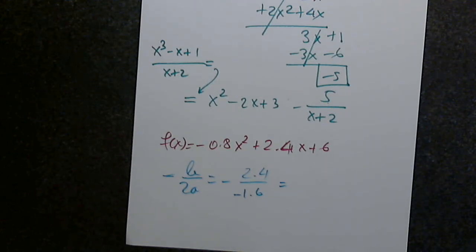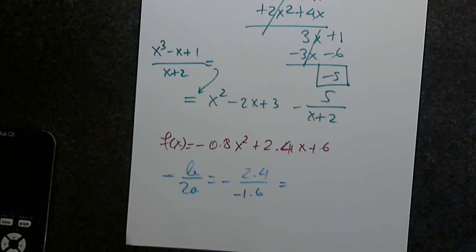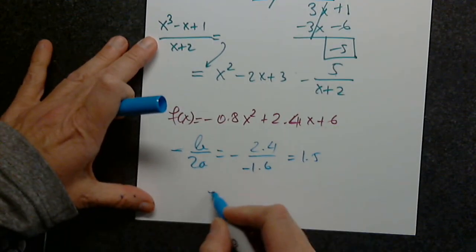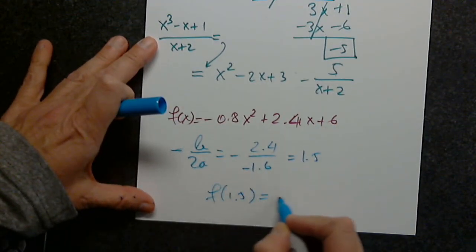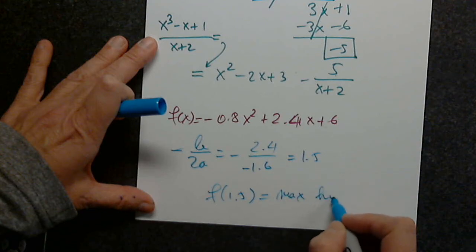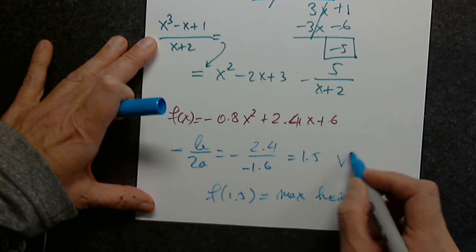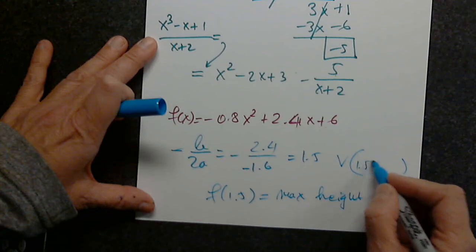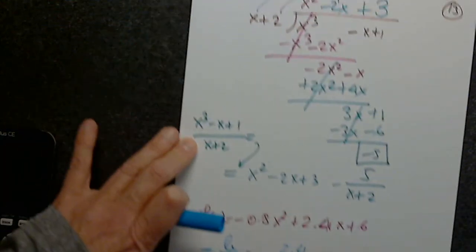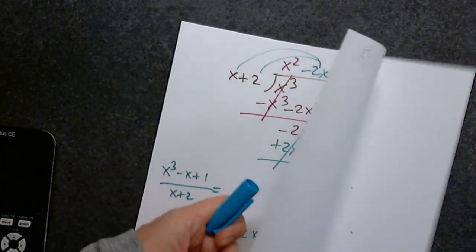So what do I get? So 24 divided by 16. It's 1.5, yeah. So then f of 1.5 will guarantee to be the maximum height, because that will be the vertex with 1.5 times a comma something. So let's find that.